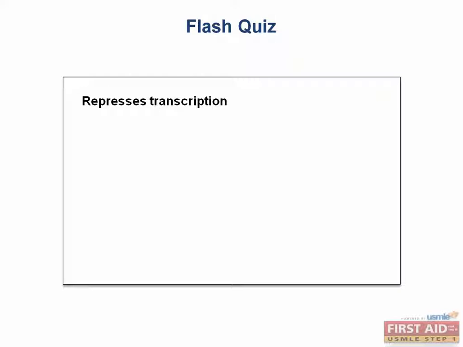Remember, methylation makes DNA mute, and actually methylation of histones generally represses transcription as well by making them heterochromatic instead of euchromatic.